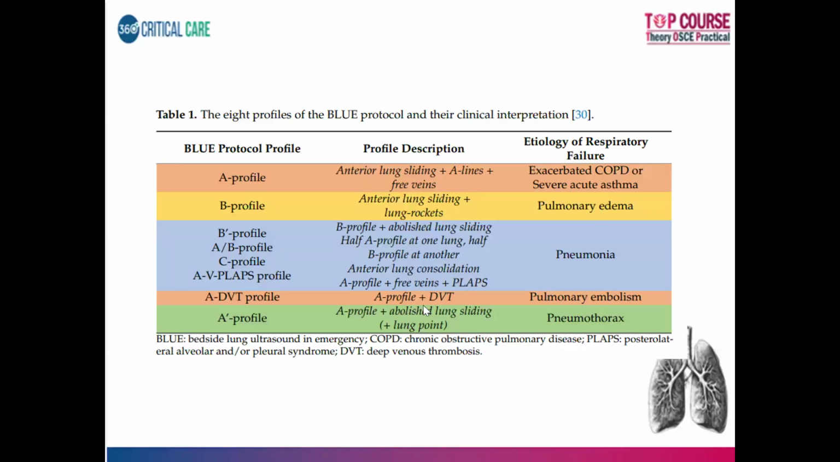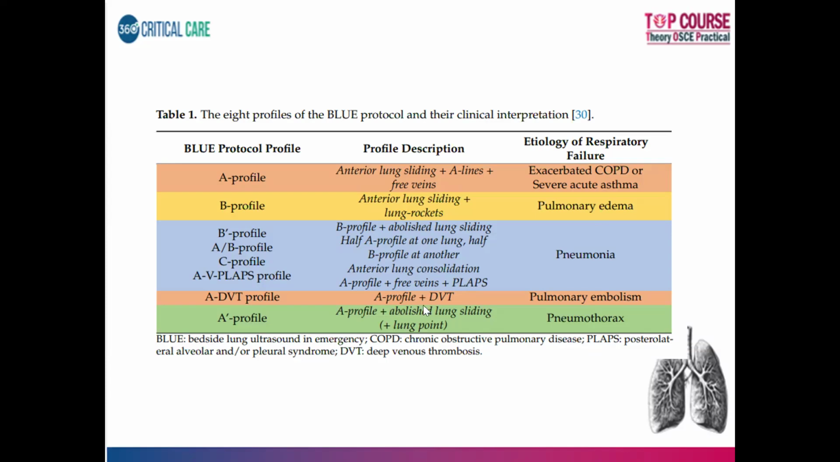Okay, so if the patient comes with exacerbation of COPD, then you see an AB profile. Probably one half of the lung is A profile, another half of the lung is B profile. So that time you can think of an infective exacerbation of a COPD. So that is called an AB profile.